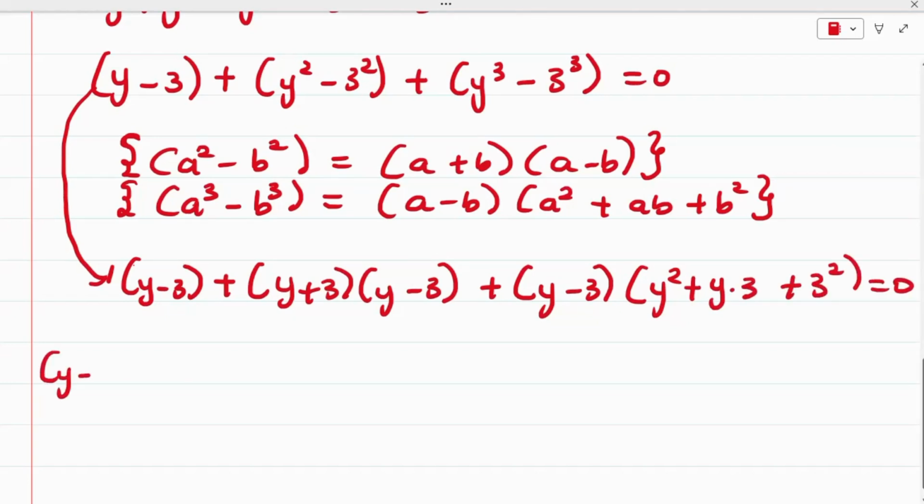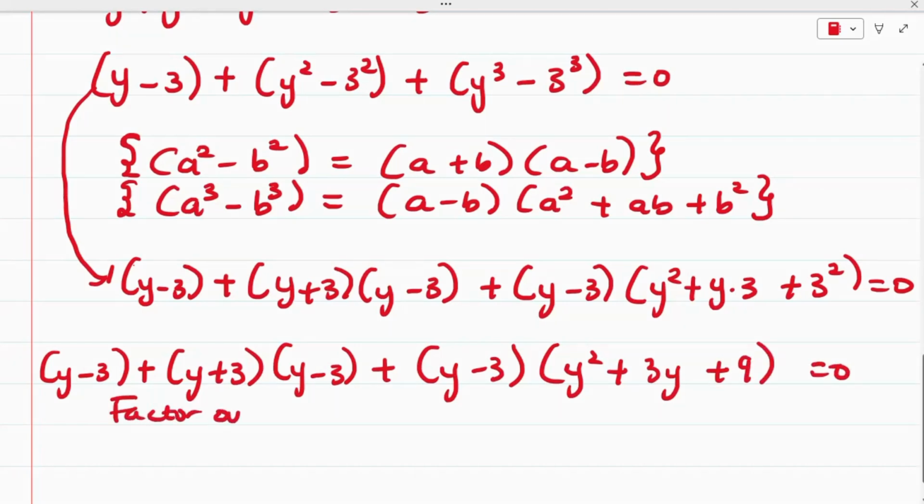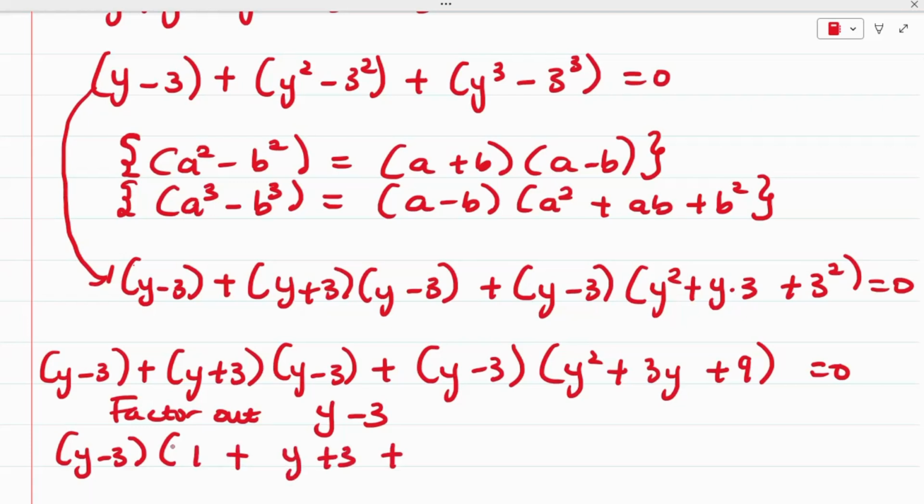So we have this to be (y - 3) + (y + 3)(y - 3) + (y - 3)(y² + 3y + 9) = 0, since y times 3 is 3y and 3 squared is 9. So we want to simply factor out the common term, and the common term is y - 3. So we have (y - 3) times, if you factor out y - 3 from here, 1 + (y + 3) + (y² + 3y + 9) = 0.